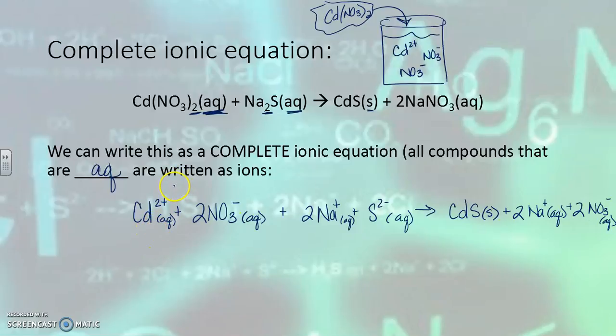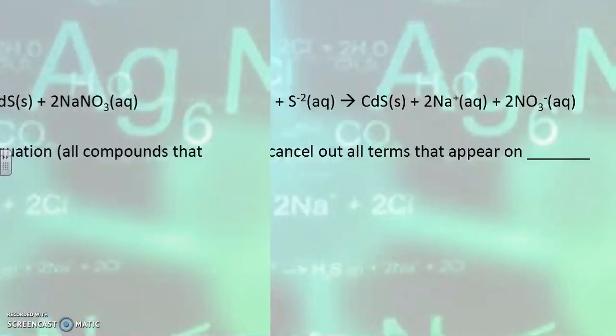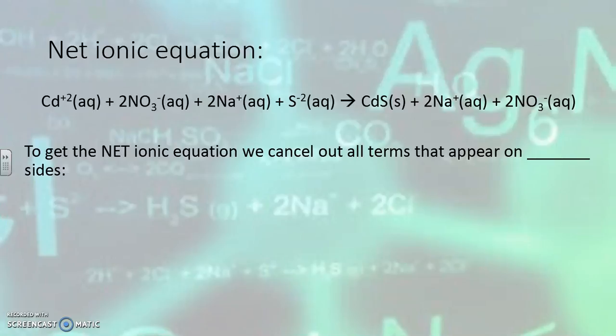So when you write a complete ionic equation, you take your molecular equation, and anything with AQ after it, you break apart into ions. If it has S, L, or G after it, you keep it as the product. It's pretty easy, right? Yes. Time consuming? Yes. All right, so the net ionic equation.